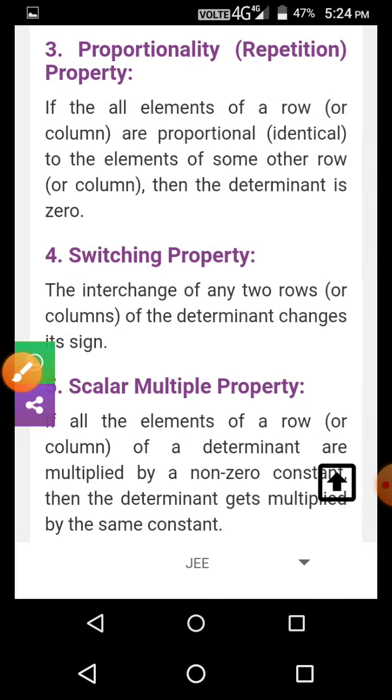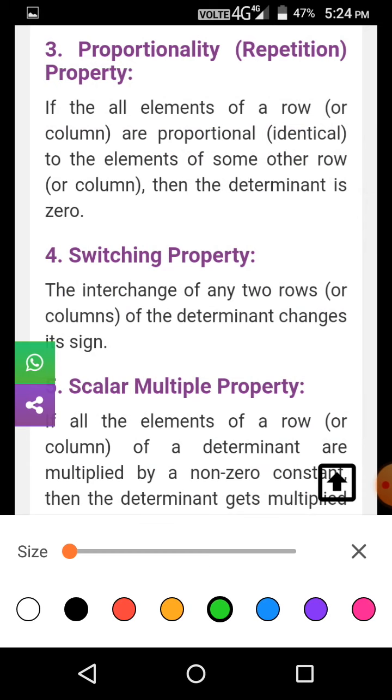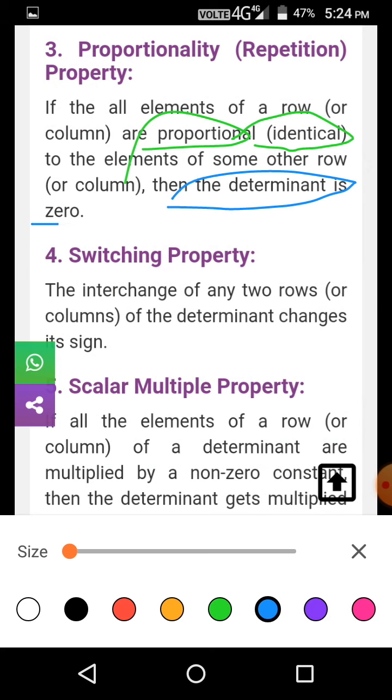Yes, the proportionality property. This is again a very important one. It says that if all the elements of a row or column are proportional, or even identical, meaning if two rows are the same or two rows are proportional to each other, then the determinant must be zero. So if the two rows are the same or they are proportional, then the determinant is zero. This is very important.